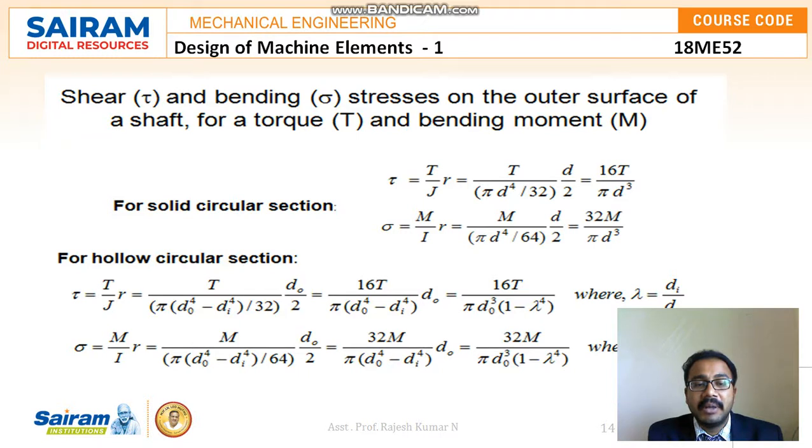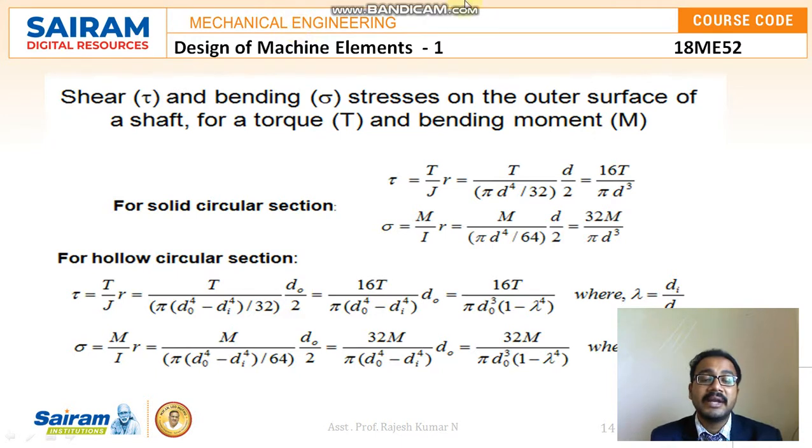which is equal to T divided by pi into d naught power 4 minus d i power 4 by 32 into d naught by 2, which is equal to 16T divided by pi into d naught power 4 minus d i power 4, into d naught. After simplification, I will get 16T divided by pi d cube into 1 minus lambda power 4, where lambda is d i by d naught. Similarly, for the stress, it is M by I into R, that is M divided by pi into d naught power 4 minus d i power 4 by 64, into d naught by 2, which is equal to 32 M divided by pi into d naught power 4 minus d i power 4, into d naught, which is equal to 32 M divided by pi d cube into 1 minus lambda power 4, where lambda is equal to d i by d naught.